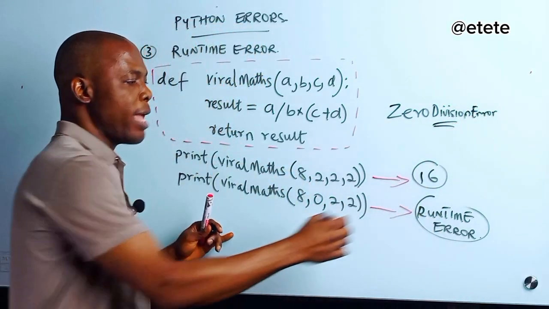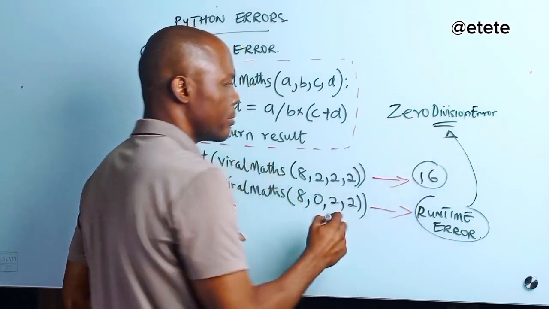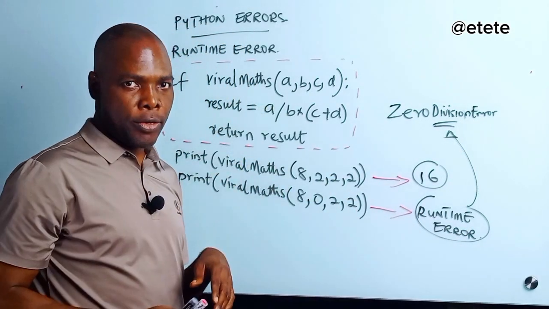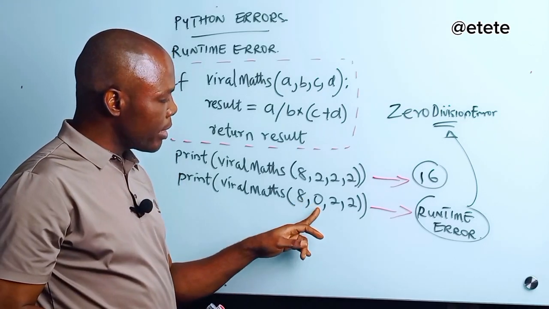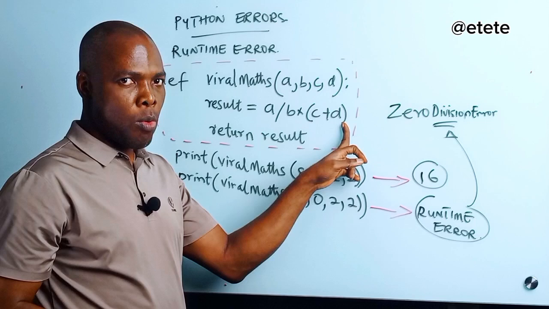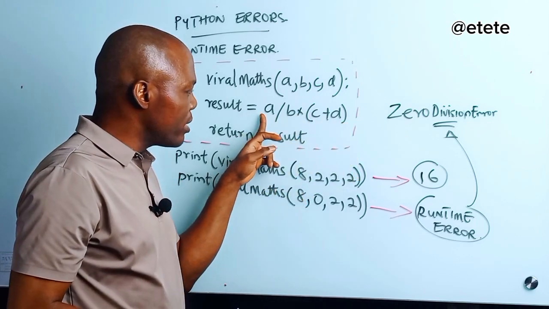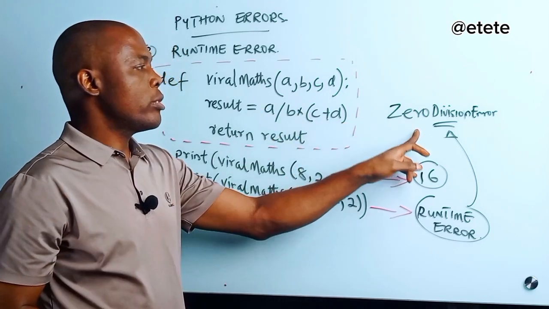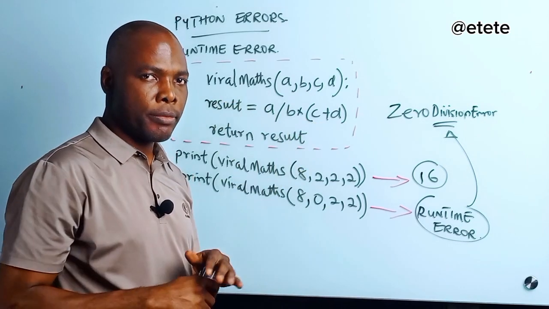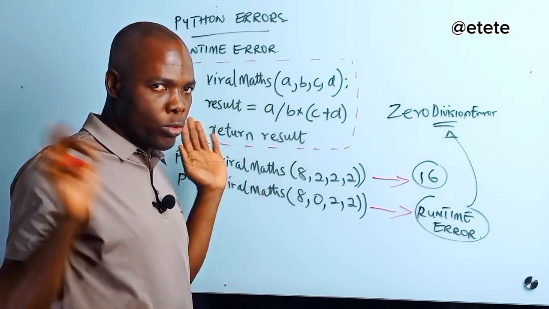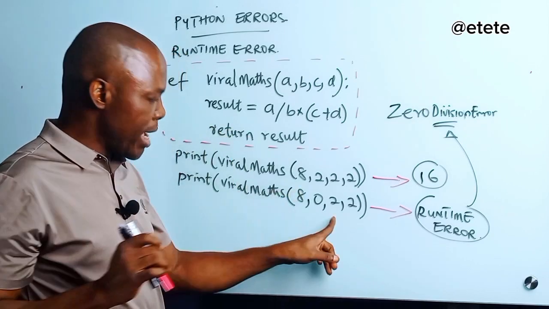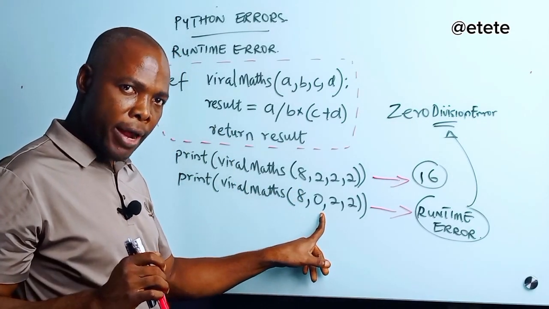This will be the runtime error that is going to give you zero division error, meaning you cannot divide by 0. The moment you have this 0 here, everything here will become what? 0. So you cannot divide 8 by 0. So it will give you zero division error. At that point, your program will crash. So it will stop. The program will stop working the moment it encounters this, right?